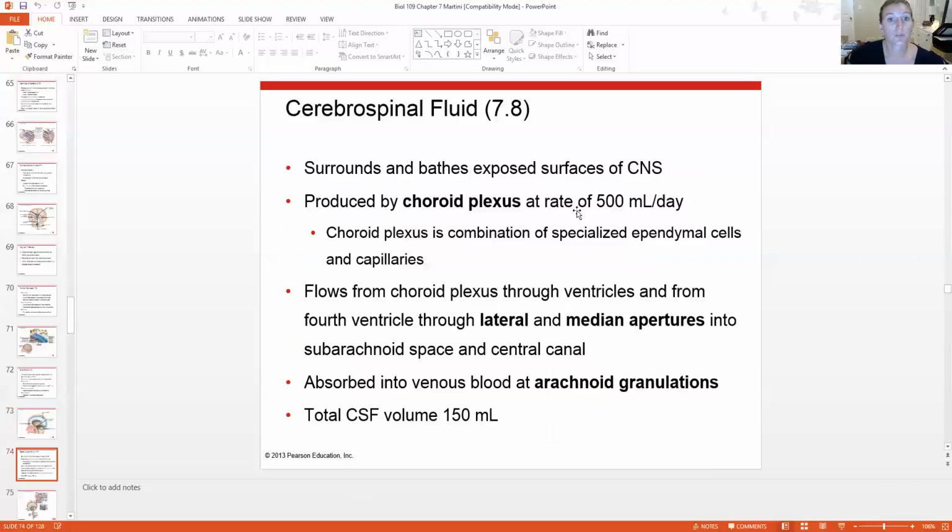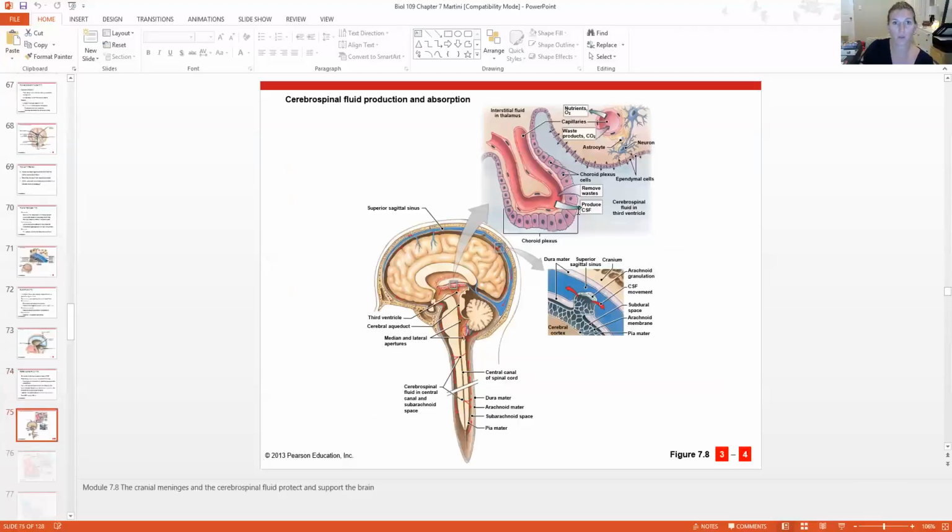Let's talk about this cerebral spinal fluid. It surrounds and bathes the surface of our central nervous system. It's produced by the choroid plexus. The choroid plexus is a specialized area of ependymal cells and capillaries spread throughout. It basically flows from the choroid plexus through the ventricles, through different spaces, eventually ending up in the subarachnoid space around the brain and the central canal of the spinal cord. It's absorbed into the venous blood at locations called arachnoid granulations. About 150 milliliters of CSF is what we have in our body.